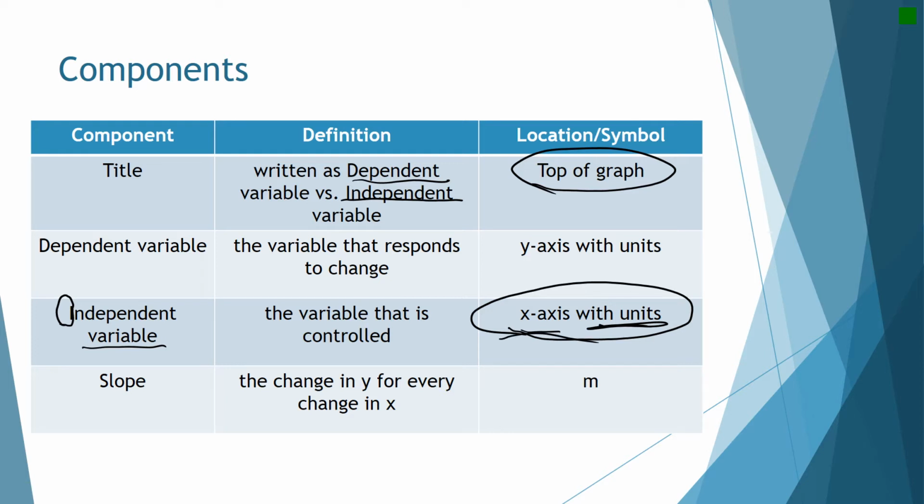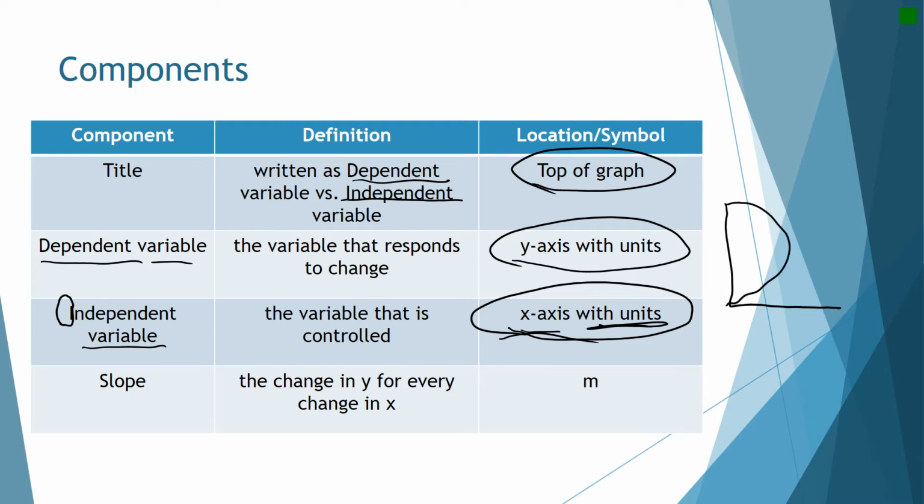Now, because you changed the independent variable, your dependent variable may change. That's the variable that responds to the change. So that goes on the y-axis, and you write down the units. How I remember that it goes on the y-axis is you have your graph, and you can put a D on it. So the dependent variable is on the y-axis. Another saying that I always hear is, why are you so dependent on me? So the y always has the dependent variable.